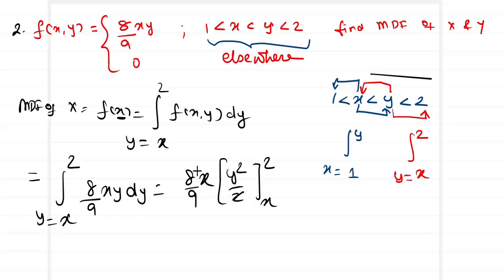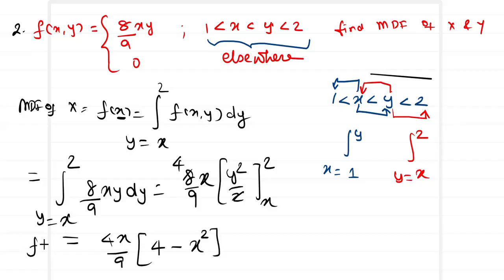So now this 2 can cancel with the 8 four times, leaving you with 4x by 9 times, apply the values: for the upper limit, y square makes it 4, minus the lower limit, which is x square. So I now have an entire function of x and a constant involved, and my second variable y has been eliminated totally from my function.